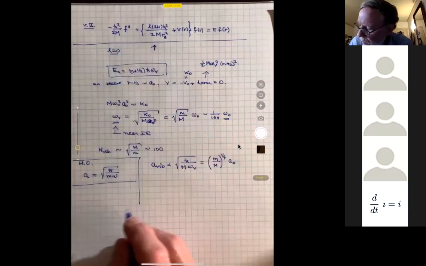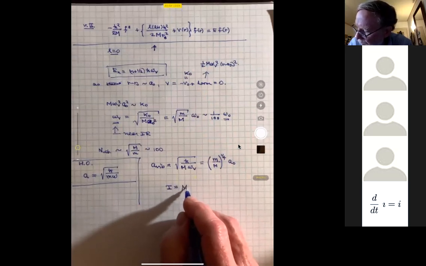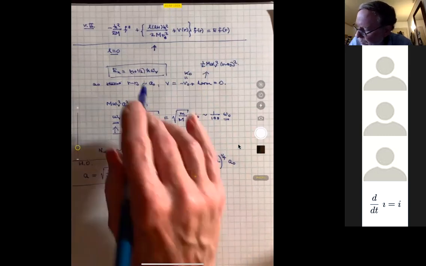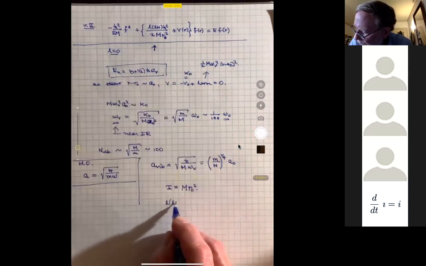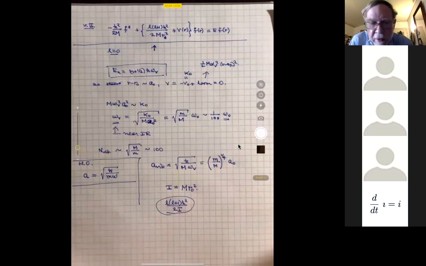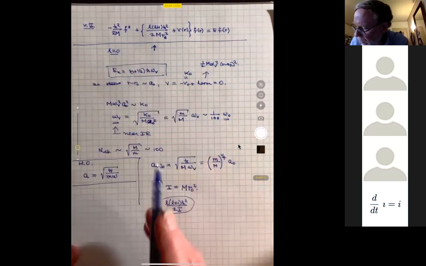And by the way, notice that the moment of inertia is the reduced mass times r naught squared. So the centrifugal potential now has the form of L times L plus 1, h bar squared divided by twice the moment of inertia. And this is exactly the energy levels for a rigid rotor that we worked out on an intuitive basis earlier.